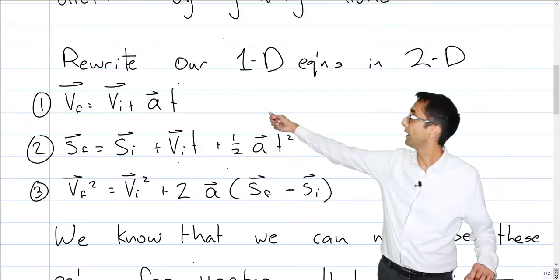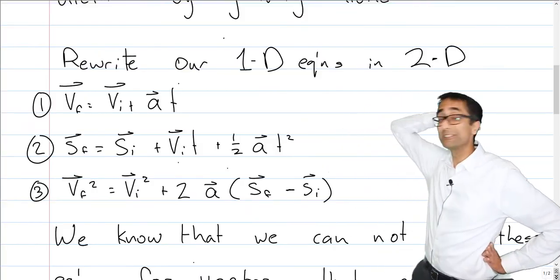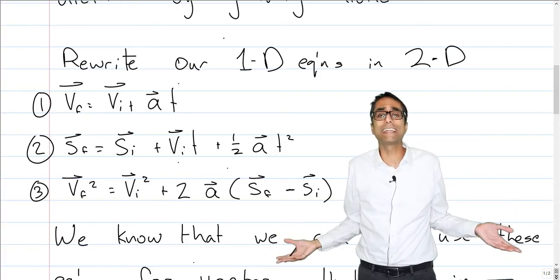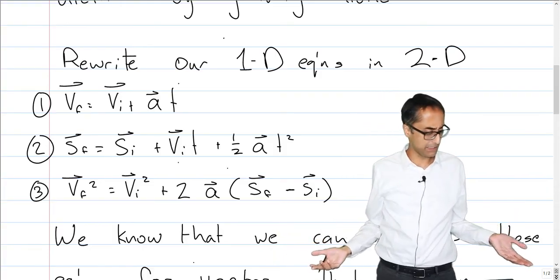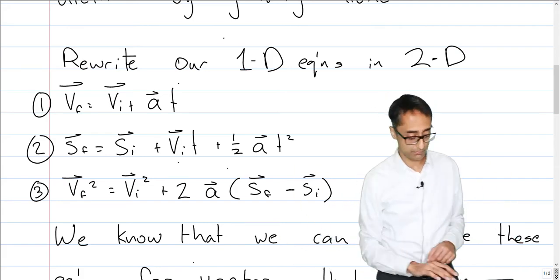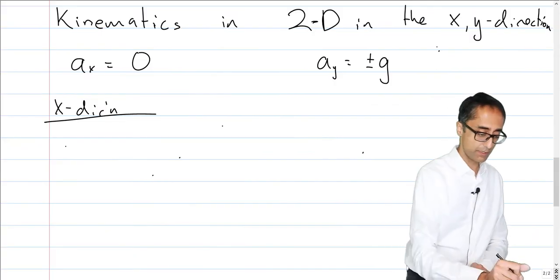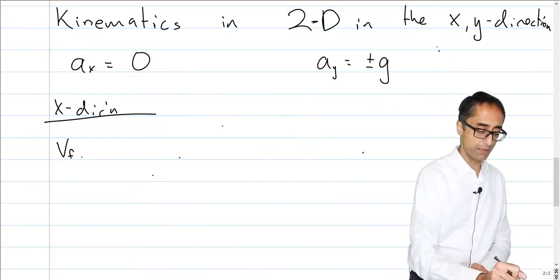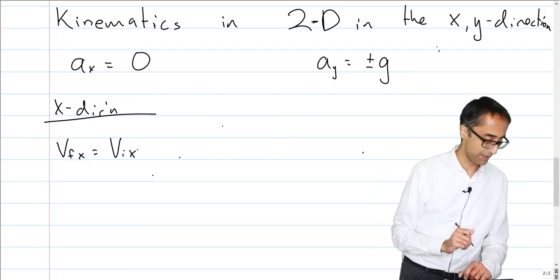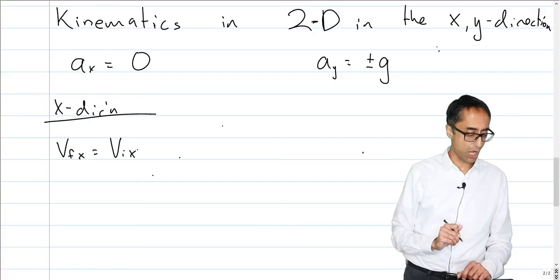So my first equation, well, if a is equal to 0, it just says that vf is equal to v initial. All that's saying is that velocity is constant in the x direction. Okay, that's fine. That can be our first equation. V final x is equal to v initial x, where the acceleration is equal to 0. All right, so that's velocity.